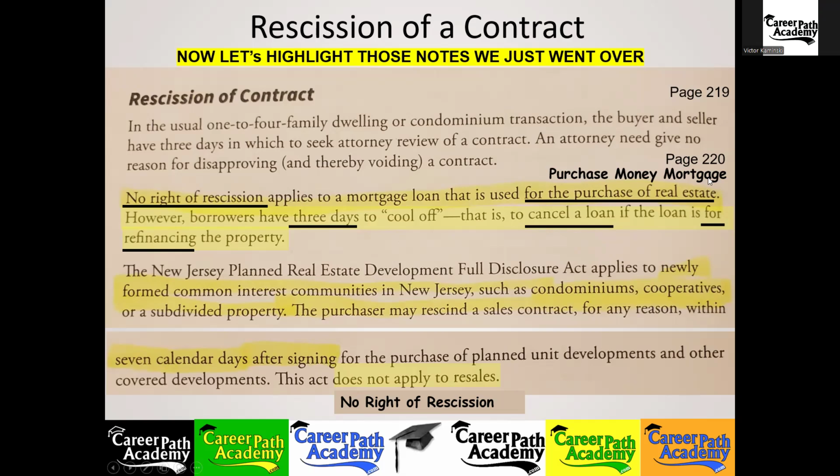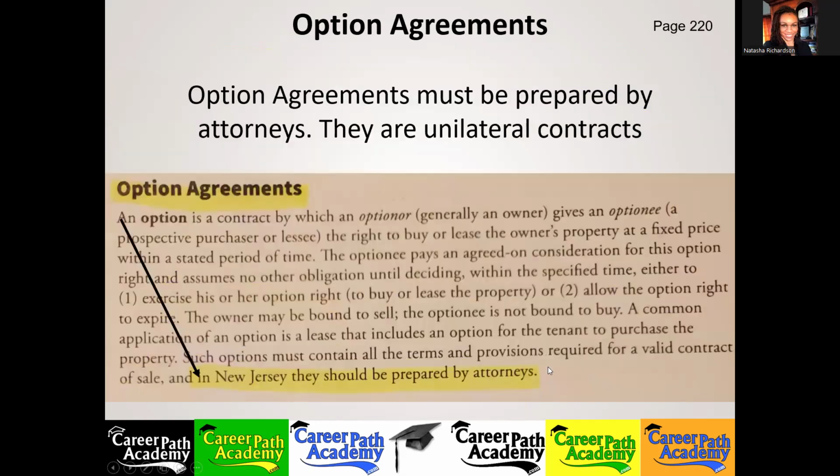And you wrote in purchase money mortgage here and no right of rescission. Then on 220, also on 220, option agreements. We're just highlighting the title and the last sentence there. I know it looks a little bit different, but it's all the same wording there, really. We're highlighting in New Jersey should be prepared by attorneys. So all option agreements, those option contracts, should be prepared by attorneys to avoid the unauthorized practice of law, of course.